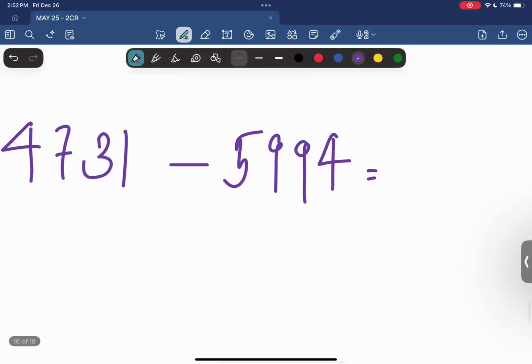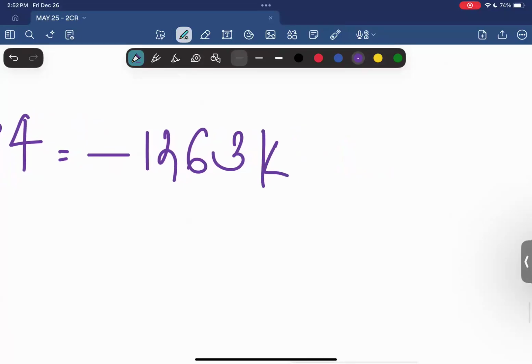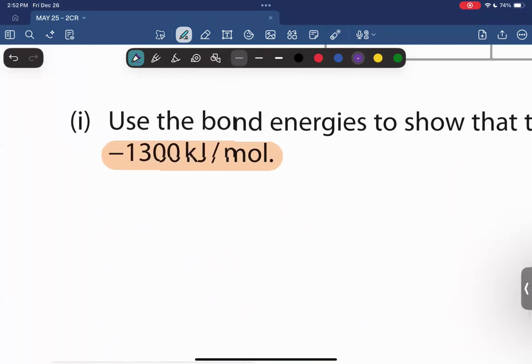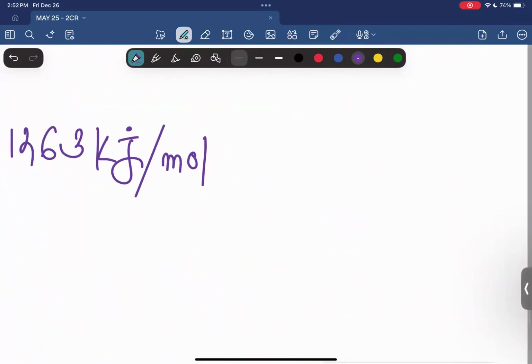4731 minus 5994. So this is coming as minus 1263. Do not forget the unit, that is kilojoule per mole. Hence, this is approximately around 1300, right? So the answer is shown over here.